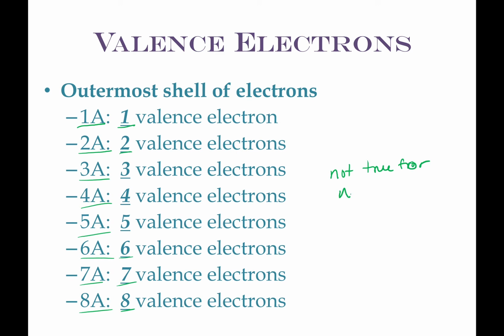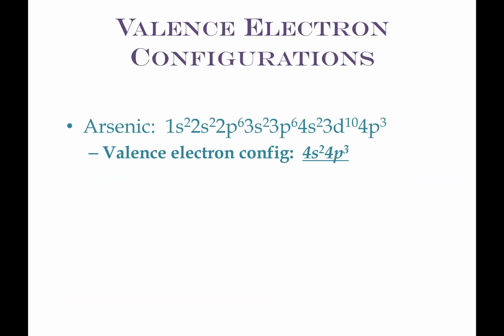for, I'll say, non-main group elements, and that's not one word, but oh well. So we're only talking about groups 1 through 8A right now. So arsenic, we look at the highest n value, and that would be 4s2 and 4p3. So the valence electron configuration for arsenic would be 4s2 4p3. And if I look at arsenic on the periodic table, it's in group 5, so it has 5 valence electrons.